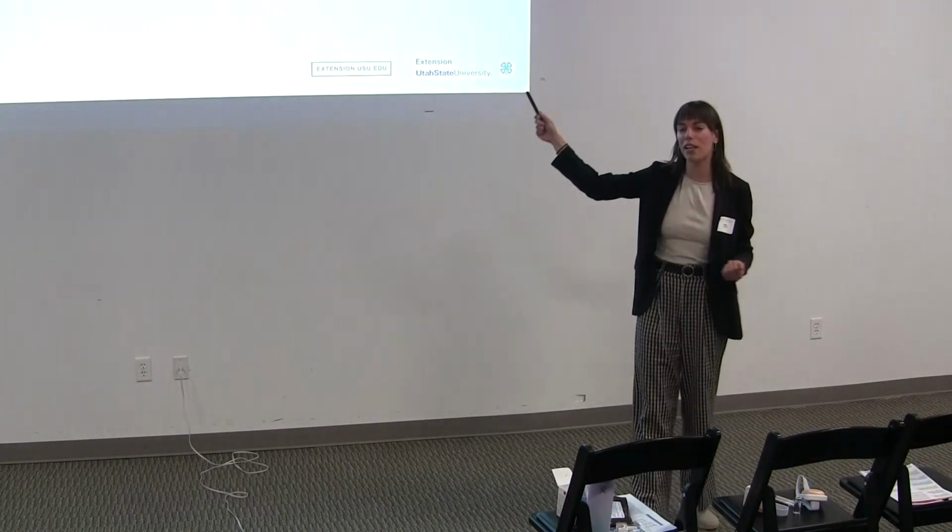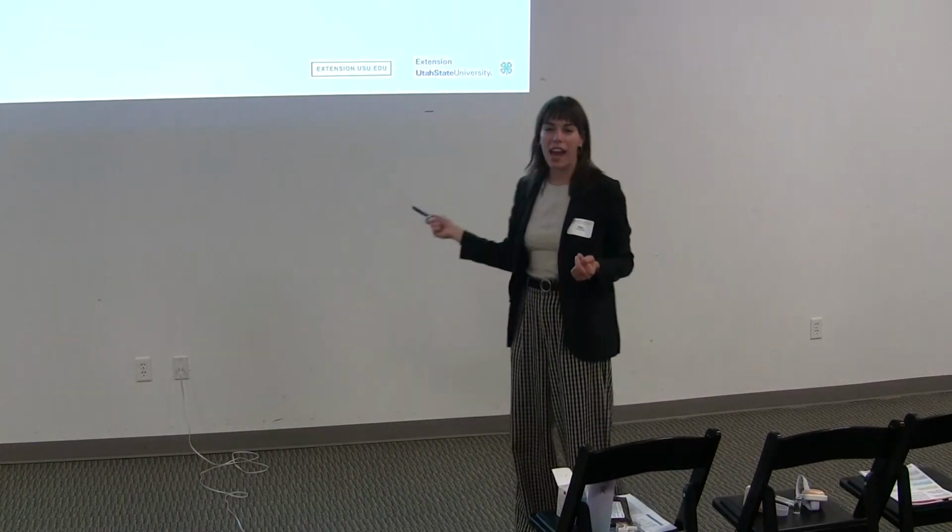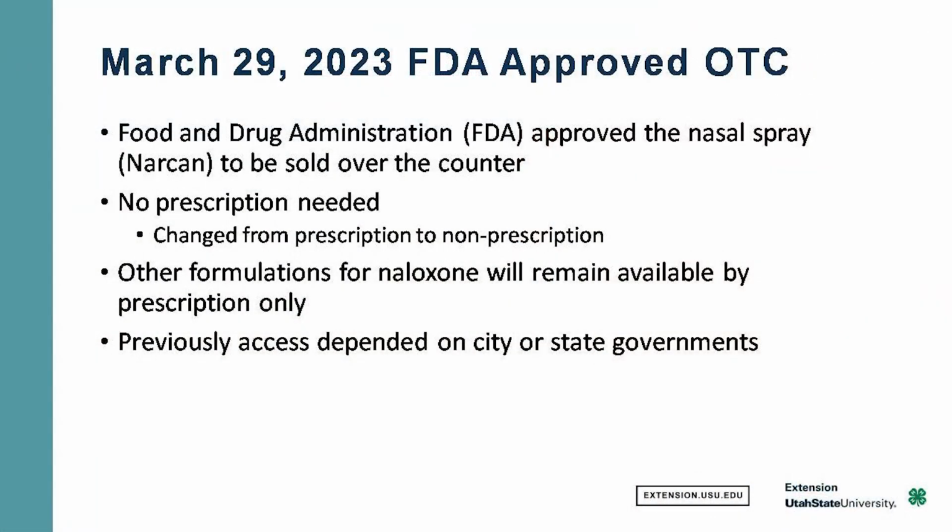Okay, so this is really new. On March 29, 2023, the FDA, the Food and Drug Administration, approved Narcan, specifically the nasal spray, to be sold over the counter, which is very exciting because at least that's a step in the right direction. That means anyone can walk into a pharmacy and buy naloxone. You don't have to have an opioid prescription or pay through insurance. The only bummer is that you will have to pay for it, and I've heard they're expecting it to be around $50.